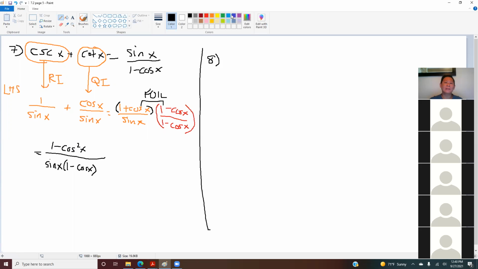Do we have an identity for this 1 minus cosine square x? What identity is that? Square, so we know it's Pythagorean, right? Identity. So what is 1 minus cosine square x? Pythagorean says sine square plus cosine square equals 1. This is Pythagorean. So what is 1 minus cosine square? So you move this over there. What do you get?